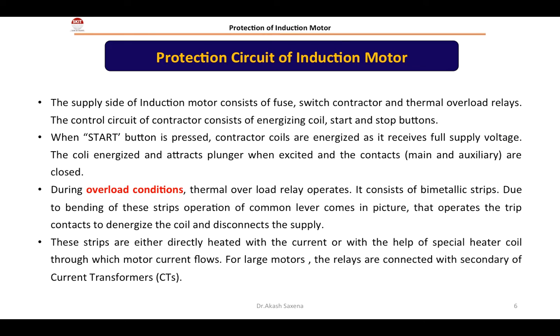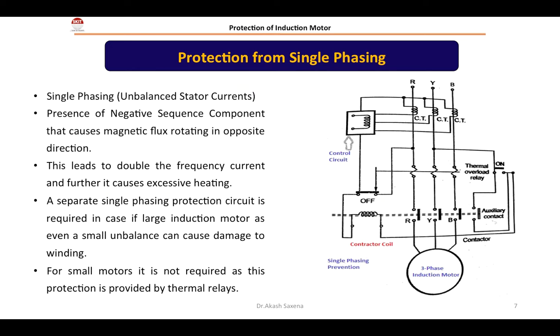Now during overload condition, the thermal overload relay operates and consists of a bimetallic strip. Due to bending of these strips, operation of the common lever comes into the picture, which operates the trip contacts to de-energize the coil and disconnect the supply. These strips are either directly heated with the current or with the help of a special heater coil through which motor current flows. For large motors, the relays are connected with the secondary of current transformers. Single phasing.